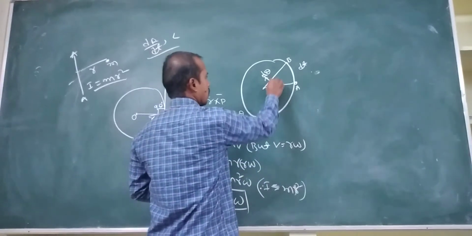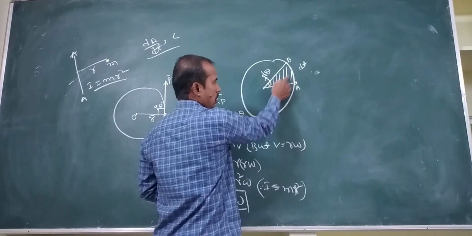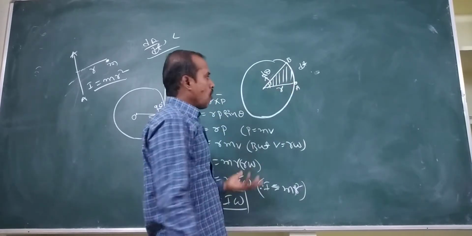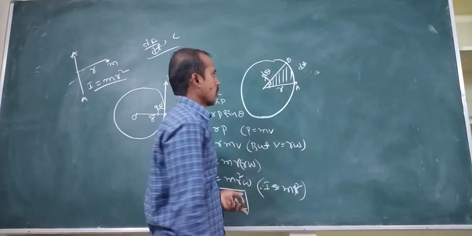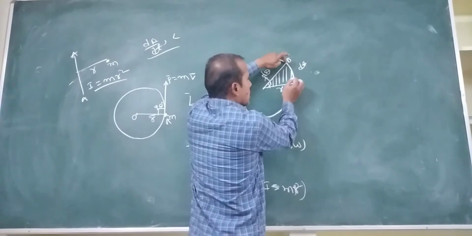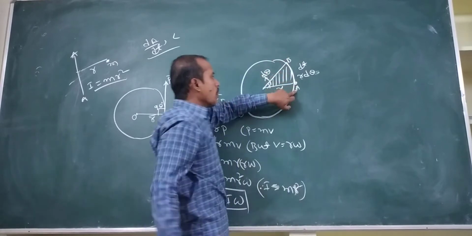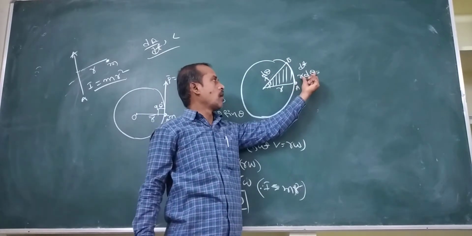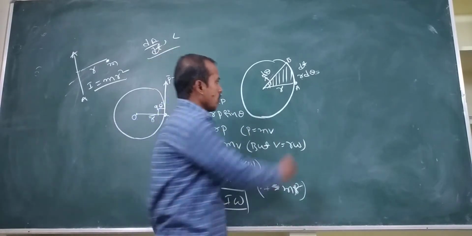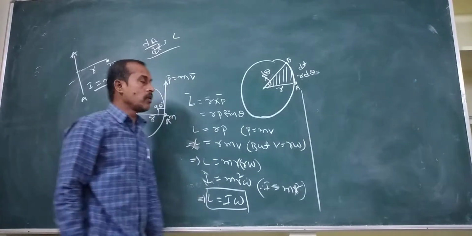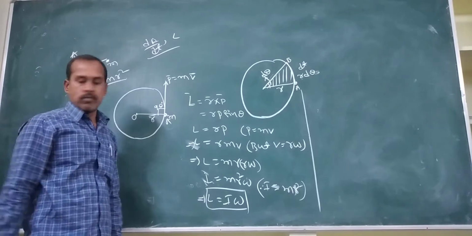Okay, this is the area. The area of this region is swept out by the radius vector. This is the radius vector r. This is r d theta, with angle d theta. So we want the relation between areal velocity and angular momentum.